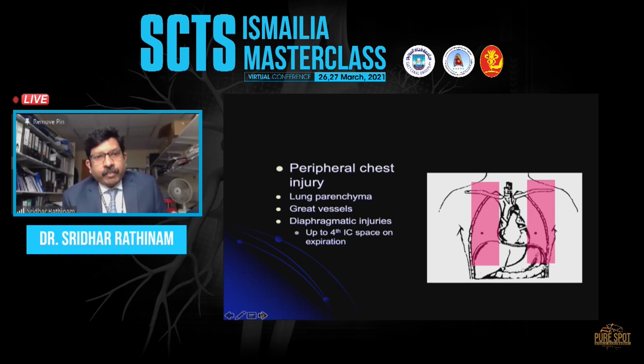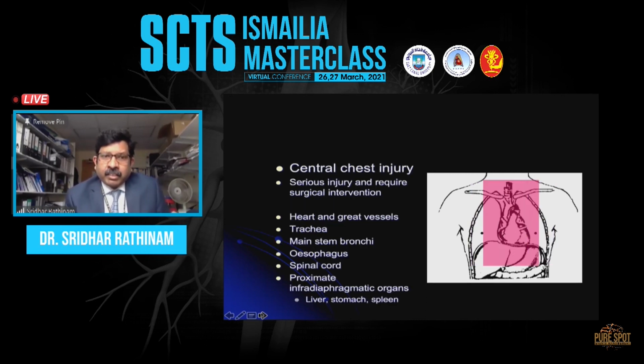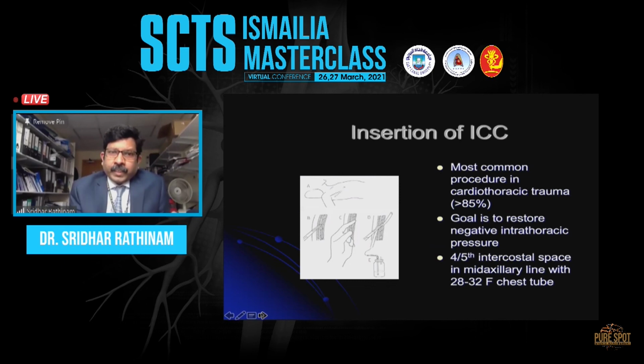So you can then divide the chest as peripheral chest and central chest when it comes to injuries. So peripheral chest is just lung, parenchyma, great vessels, and diaphragm. Central chest is the heart and the vital structures. So a stab to these may need to be managed differently. We need to be prepared for that. We need to think of what structures are at risk of an injury.